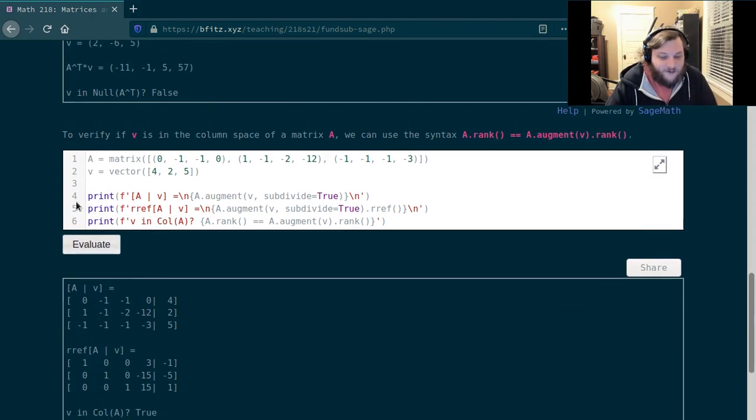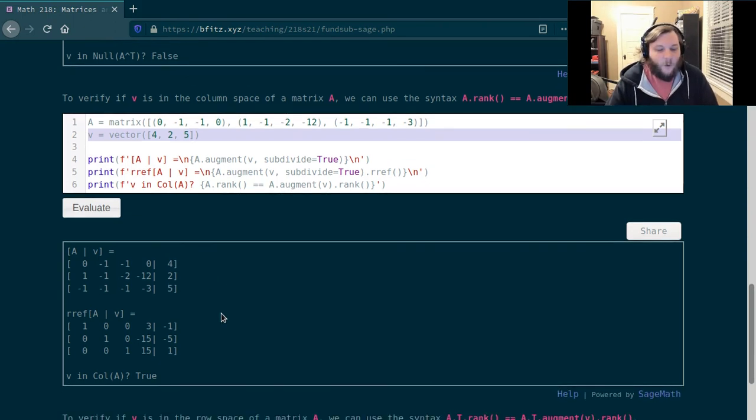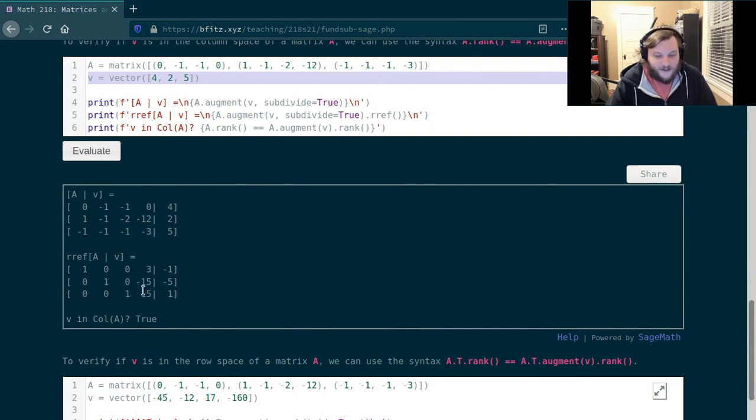So here I've predefined a matrix and I've predefined a vector. The matrix we're working with is 3 by 4, and the vector we're studying is the vector 4, 2, 5. Well, when we row reduce that augmented matrix, we can interpret for ourselves what the data says. When we get the reduced form, we find that we have 3 pivots, here, here, and here. None of those pivots is in the augmented side of the matrix, so we know that this vector is in the column space of our original matrix. So the answer to whether or not V is in the column space is yes.